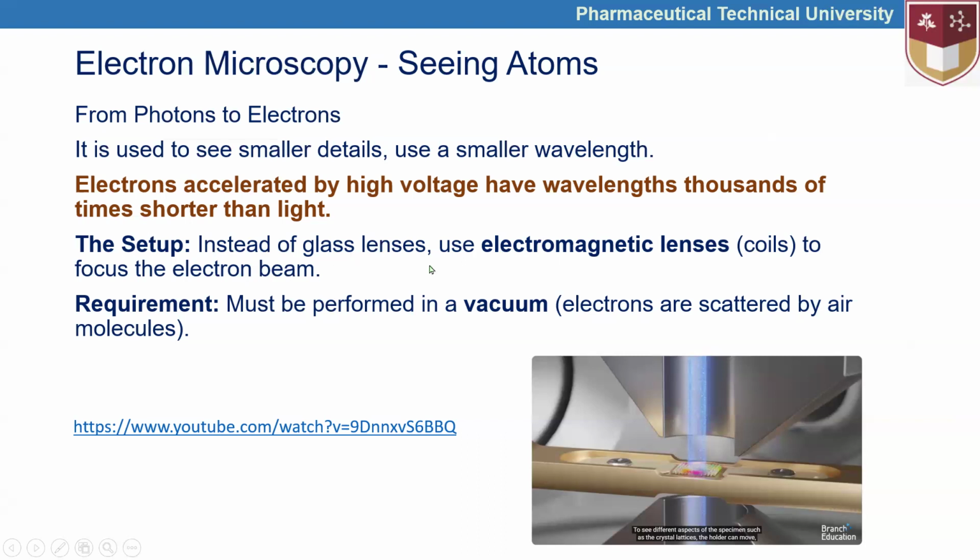And instead of glass lenses, electron microscopy uses electromagnetic lenses to focus the electron beam. And it must be performed in a vacuum. So this is one of the pointers. And here I provided one video file from a link to YouTube. In the video file, you can get acquainted with how transmission electron microscopy, and electron microscopy in general, works. This is about the mechanism of electron microscopy.